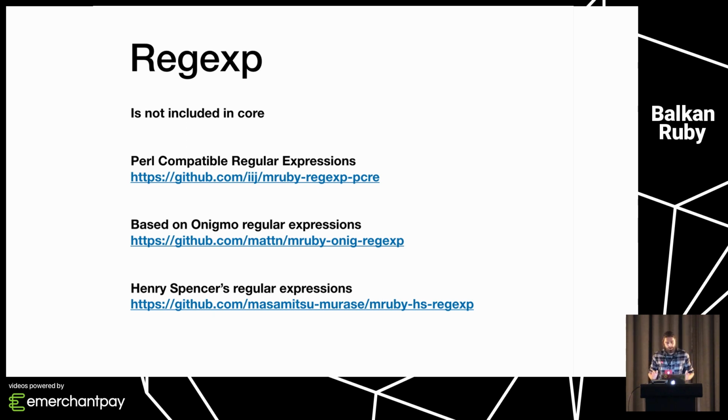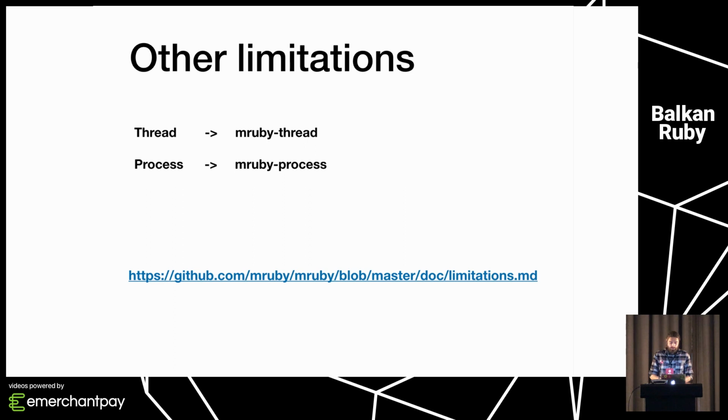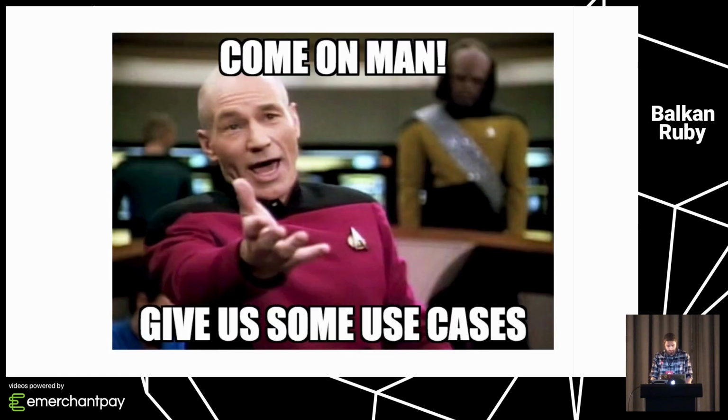Mruby core doesn't include regular expressions, and if you need them, you can use gems. For example, Mruby regexp, PCRE, which is Perl-compatible regular expressions, or another library based on Onigmo, or another library if you want. Also, there are other limitations, like threads and processes, and external gems too. There are a lot of other limitations, and you can check them in the official documentation in the Mruby repository.